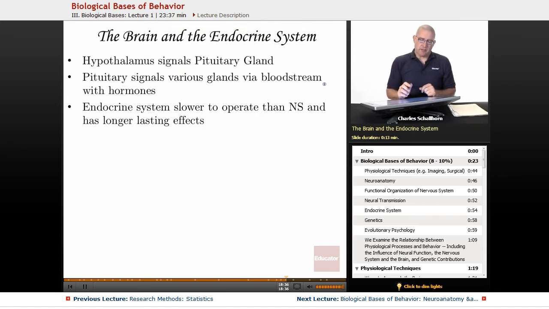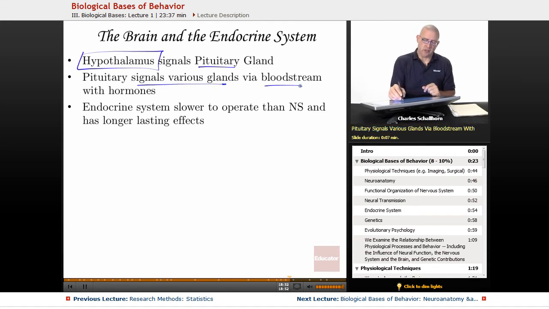The brain and the endocrine system. There's a little part of the brain called the hypothalamus. That is going to be in control of so many different things: hunger, thirst, sex, body temperature, etc. And that's going to signal the pituitary gland to send signals via the various other glands into the bloodstream with hormones. So the signals are going to be hormonal in nature.